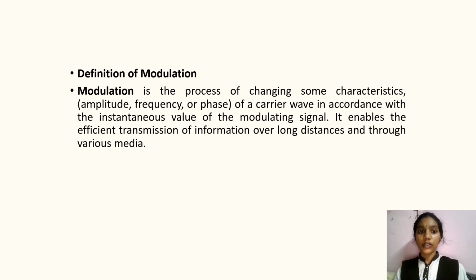Definition of modulation. Modulation is the process of changing some characteristic, amplitude, frequency or phase, of a carrier wave in accordance with the instantaneous value of the modulating signal. It enables efficient transmission of information over long distances and through various mediums. That is called modulation.